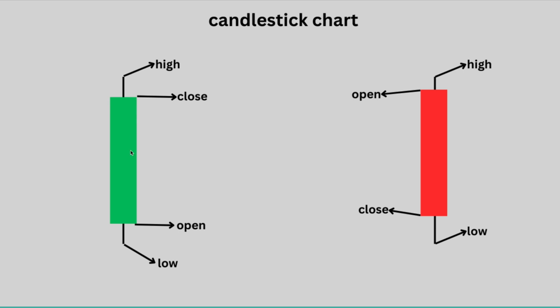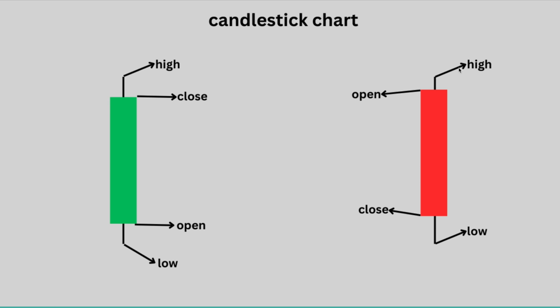This green part here is what we call the body. This little low here is what we call the wick. And then this is the high. Same thing applies here. The red here is the body. The long black lines here are the wicks. And then we have the open here and the close.